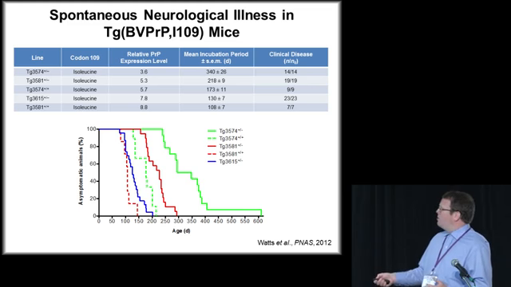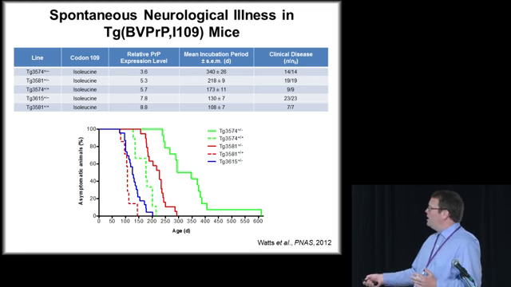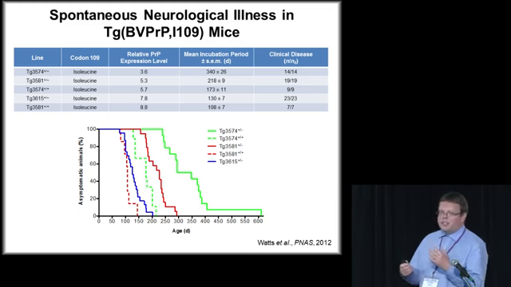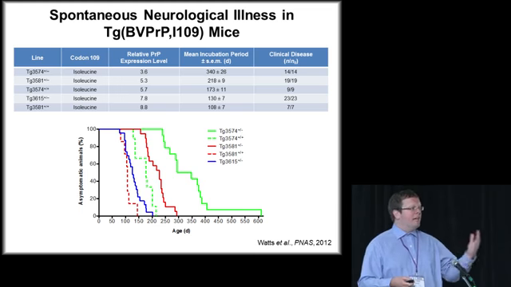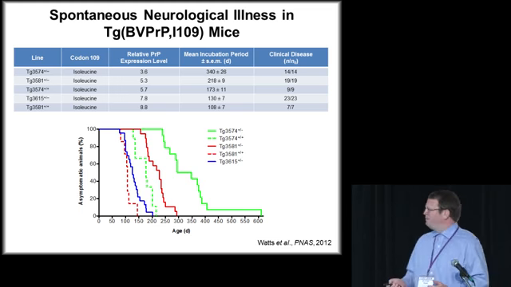As we expressed higher and higher levels of prion protein in the brain, the faster the disease got. And this was a very, very reproducible illness. 100% of the mice developed the disease. The role of this residue in prion disease is going to be explained more in depth by the next speaker, Dr. Castilla, who's done some amazing work on this topic.